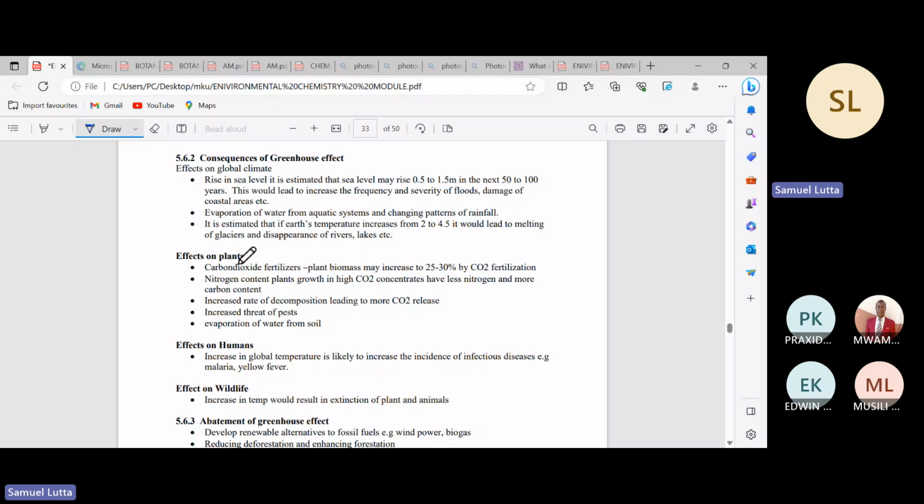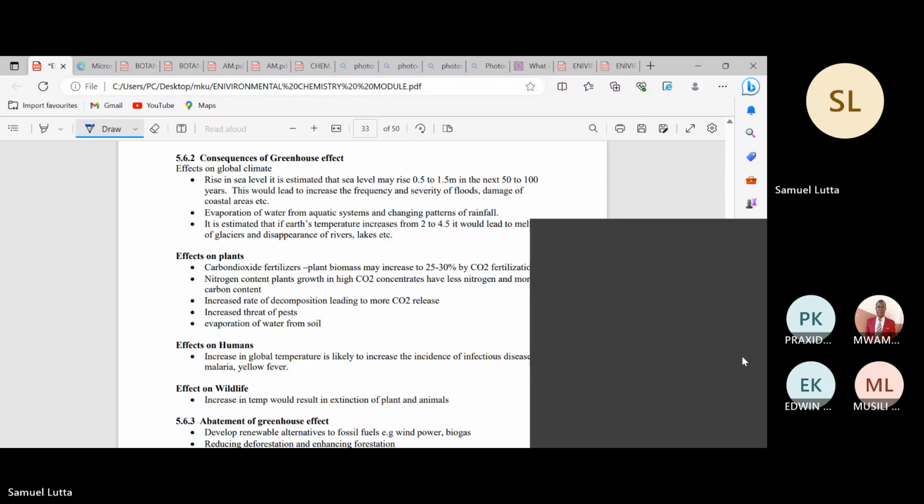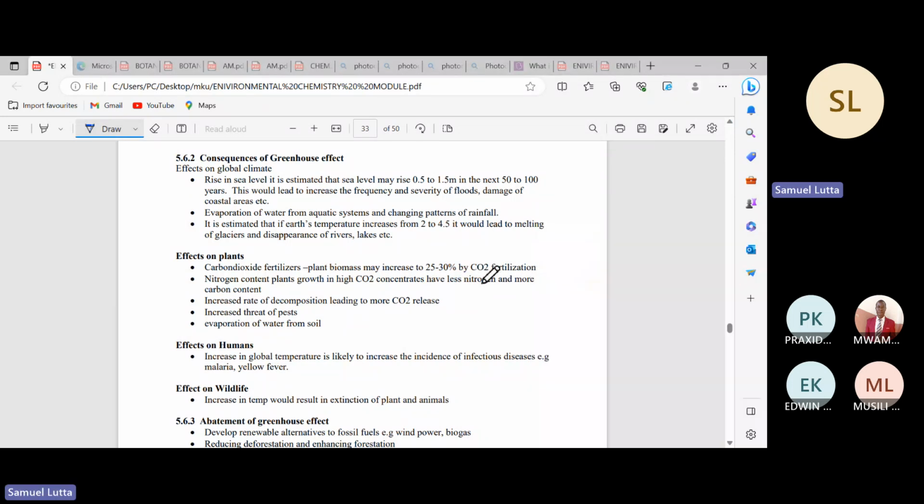So what is the effect of the same on plants? I think we have said how an increase in temperature affects the plants, and some of the effects have been given here. So with carbon dioxide fertilization, plant biomass may increase by about 30% because of the increase in concentration of CO2.